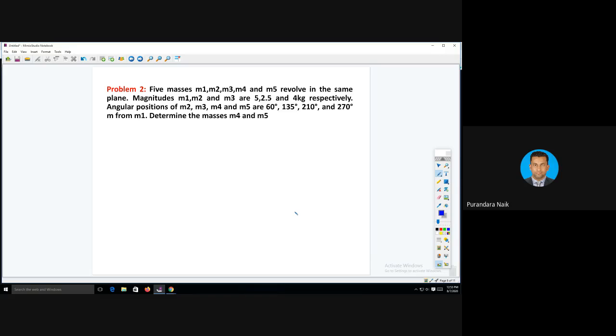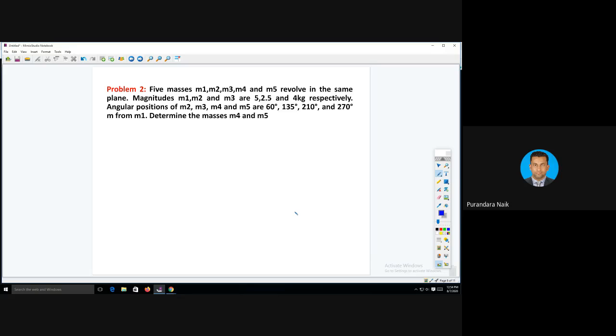Now, the last sentence: determine the masses M4 and M5. You need to find out the values of M4 and M5. Angles of all the masses are given. The magnitudes of M1, M2, and M3 are given, but the magnitudes of M4 and M5 are not given in the problem. That we need to find out. So first step, we are going to consider the masses. Here, the radius of any mass is not given in the problem. Radius of rotation of any mass, M1, M2, M3, M4, and M5, is not given.